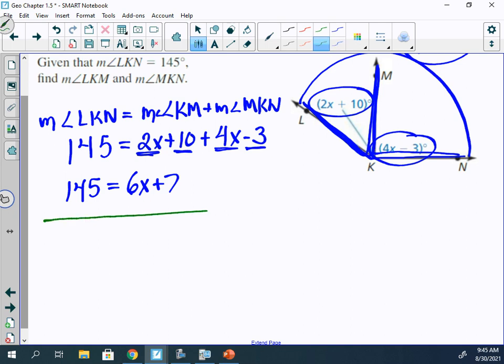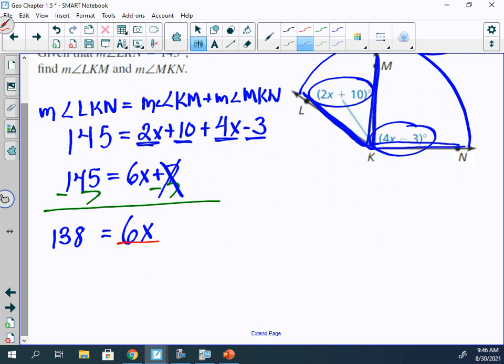So I wouldn't divide first. I would subtract 7. I try to take care of all of the addition and subtraction movements, adding or subtracting things to both sides first, because that's easier to work with, and then do multiplication and division last. So 7 minus 7 would give us 0, leaving us with just 6x. 145 minus 7 is going to give us 138. Y'all can type that into the calculator to get that. Now, we don't have anything else added or subtracted to 6x.